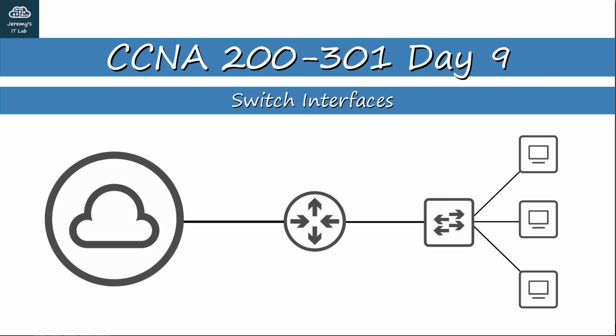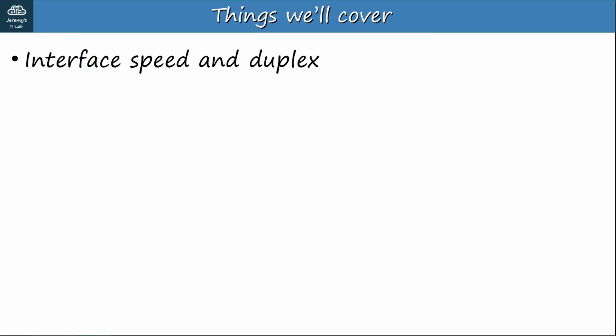Specifically, we're going to talk about configuring layer 1 characteristics of these interfaces, such as speed and duplex. So let me introduce what we'll cover in this video. I'll talk about interface speed and duplex. Speed refers to the data rate in bits per second, such as 10, 100, or 1000 megabits per second. Duplex is something I mentioned briefly in a previous video. Basically, it refers to whether a device is able to both send and receive data at the same time.